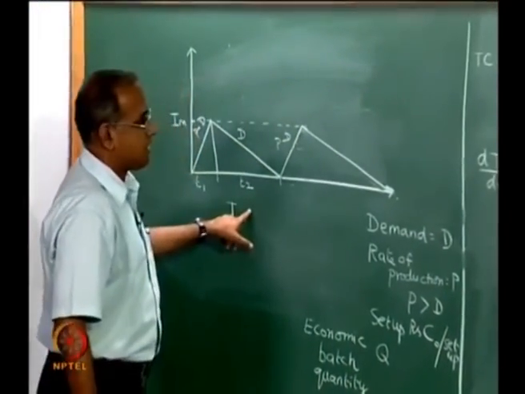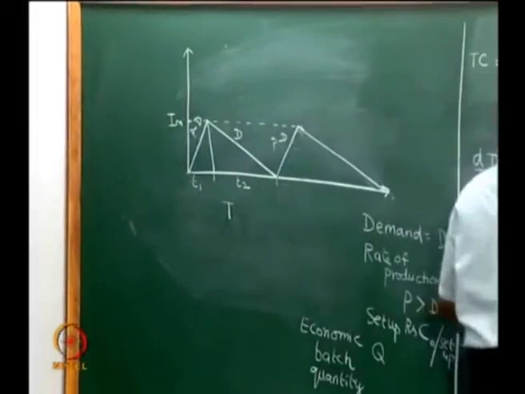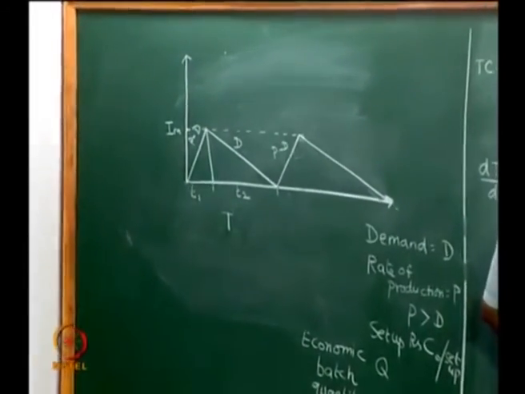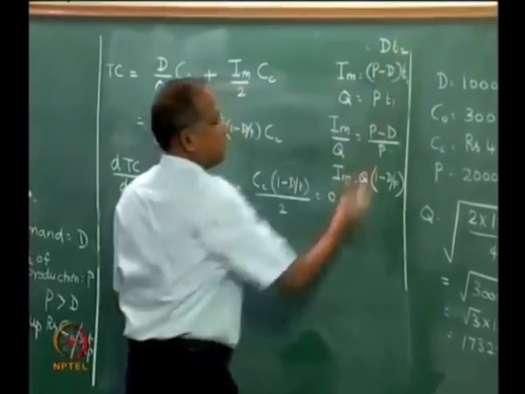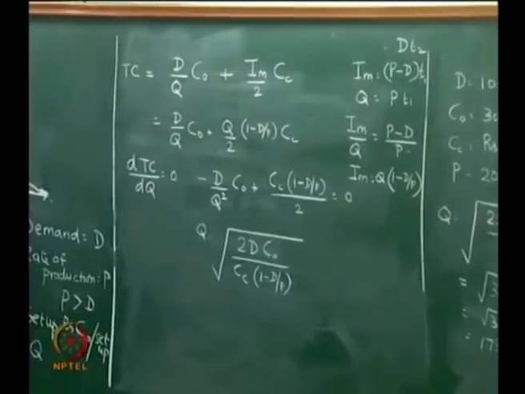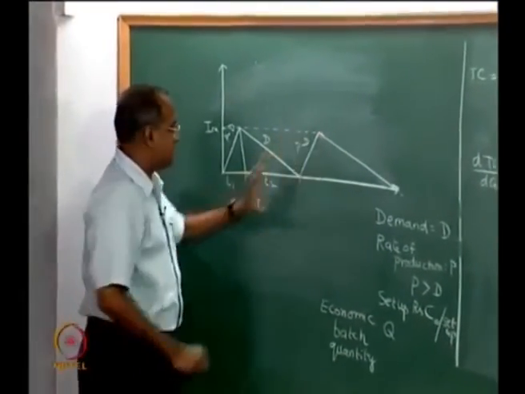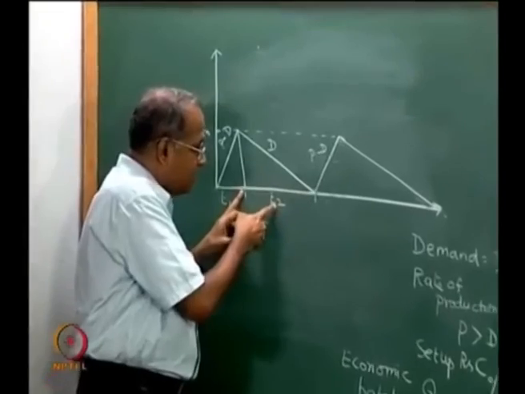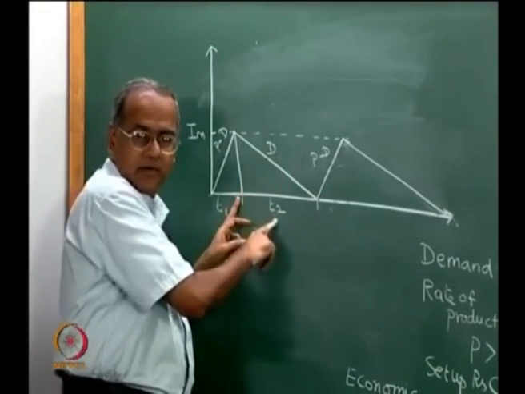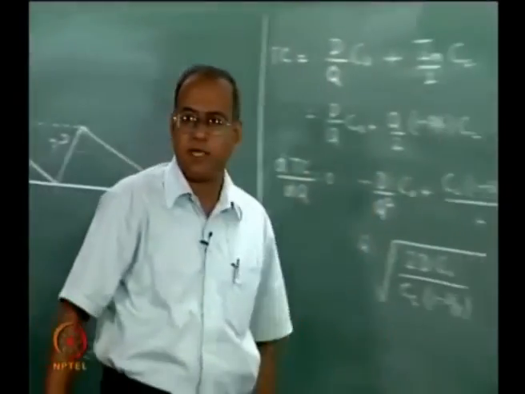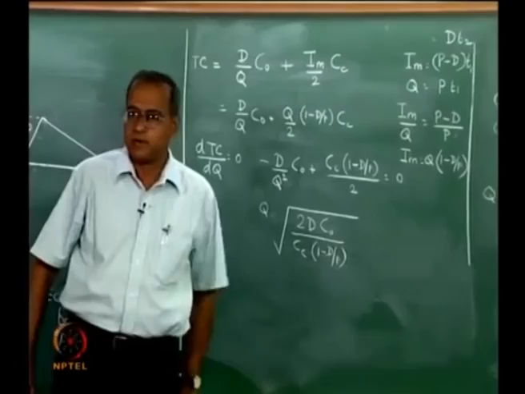Now, T2, it is very easy to write T2. If Q is equal to P, Im is equal to P minus D into T1, Im is also equal to D into T2. The reason being, this much inventory that is built up as Im is now consumed over a period T2 at the rate of D. So, Im is equal to D into T2, from which T2 can be calculated and the cycle time T can also be calculated.